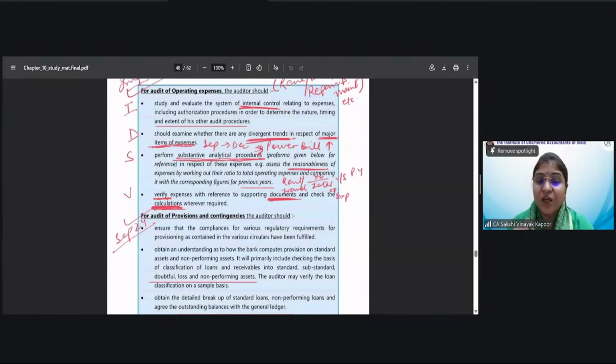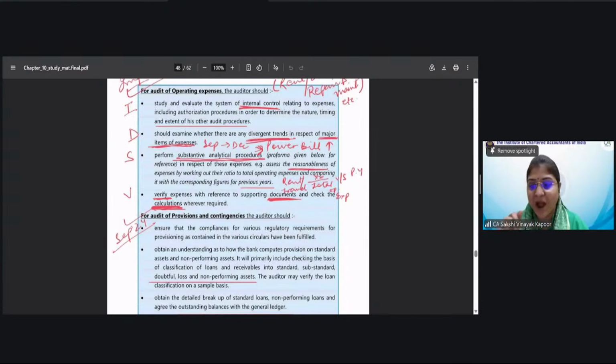Then what will happen? The auditor should also examine whether there is any divergent trend in respect of major items of expenses. For example, your electricity bill. The power bill for the month of September is rupees 50,000 and the electricity bill for the month of December is 1 lakh. Now, you tell me, how is it possible from 50,000 to 1 lakh? September, you use more of air conditioner, you use more of fans, but December, no AC, no fans, still the electricity bill is so much. So these are called divergent trends.